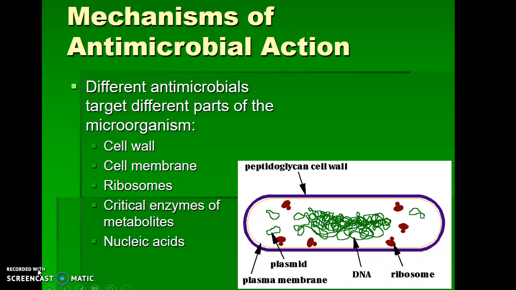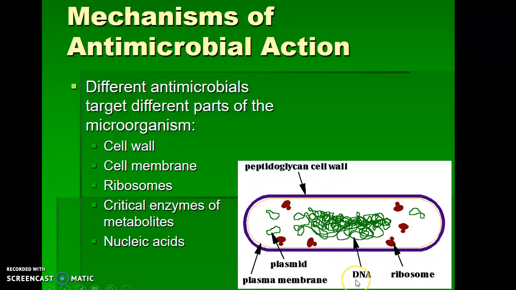So let's talk about how antimicrobials act on cells, bacterial cells. There are basically 5 different places that antimicrobials can target in a cell. We have to remember our biology back to our cell anatomy. On the outside of a typical bacterial cell, we have a peptidoglycan cell wall. Inside that, we have a cell membrane.